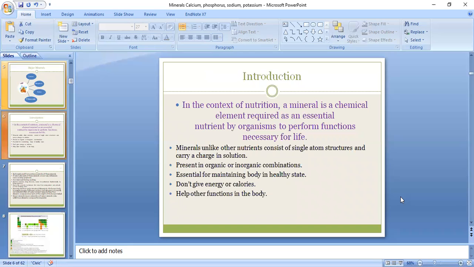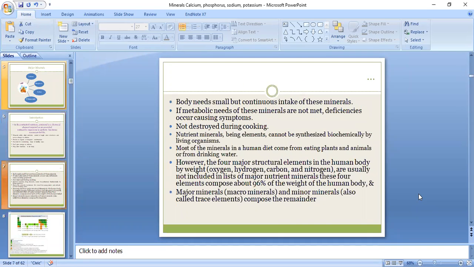Now what are minerals? In the context of nutrition, a mineral is a chemical element required as an essential nutrient by organisms to perform functions necessary for life. Minerals, unlike other nutrients, consist of single atom structures and carry a charge in solution. They are present in organic or inorganic combinations, and are essential for maintaining the body in a healthy state. They do not give energy or calorie values, and they help other functions in the body.